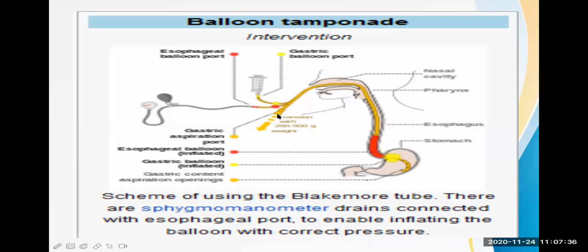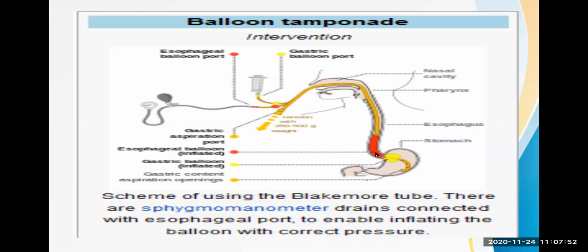See this. This is the way the tube is put inside. This is the esophageal balloon, which is inflated. This is a gastric balloon, which is inflated. So when it is inflated, definitely it will give constant pressure on those bleeding blood vessels, and bleeding will stop.